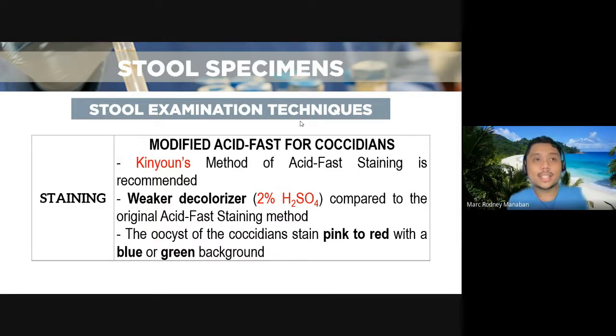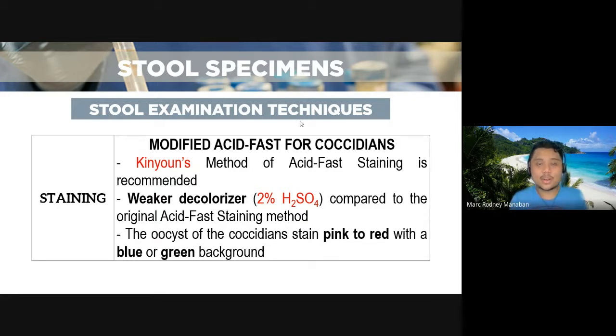So your mycolic acids are also known as long chain fatty acids or hydroxymethoxy acids. Please take note of that. These are found in the cell wall of your acid fast organisms. Now, not all acid fast organisms have the same number or concentration of mycolic acids.